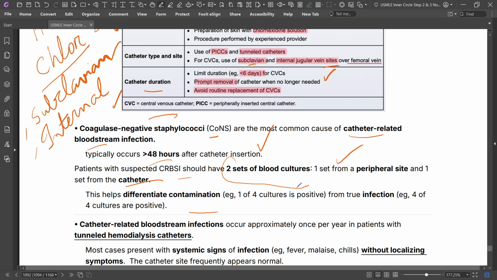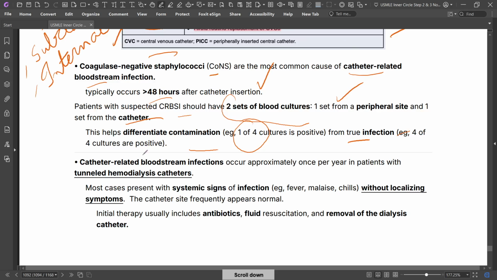To differentiate contamination from true infection: if one out of four cultures is positive, it is likely contamination, and if four out of four cultures are positive, that means it is a true infection. And CONS, coagulase-negative staph, meaning Staph epidermidis and saprophyticus, are common causes of catheter-related bloodstream infection.